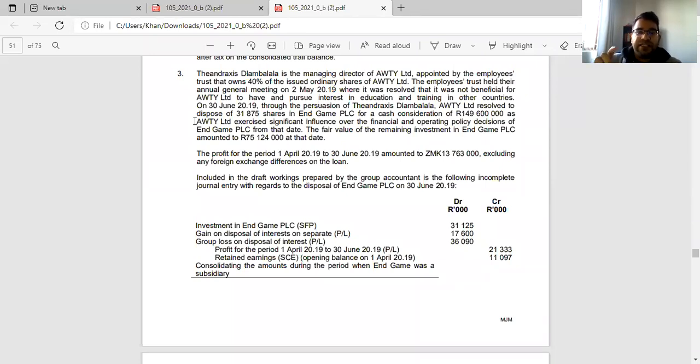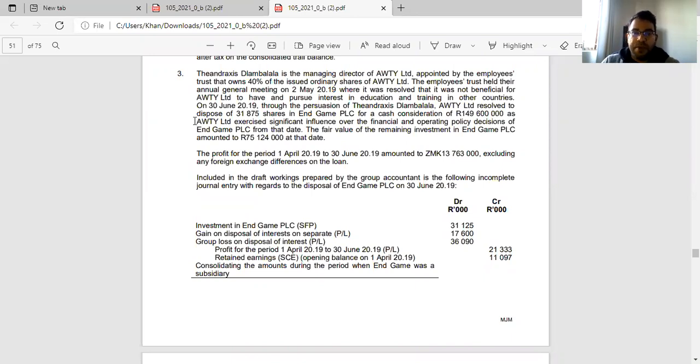The aspect over here that is specific to foreign operations is that of the FCTR, the foreign currency translation reserve. Before the change in ownership, the FCTR sitting in the group financial statements is FCTR relating to a subsidiary. So we have 85% of the FCTR. Now, at 30th June, we no longer have 85%. So what we're going to have to do is first recognize 85% of the foreign currency translation reserve as at 30th June 2019.